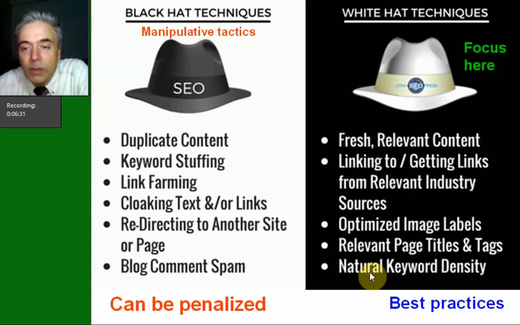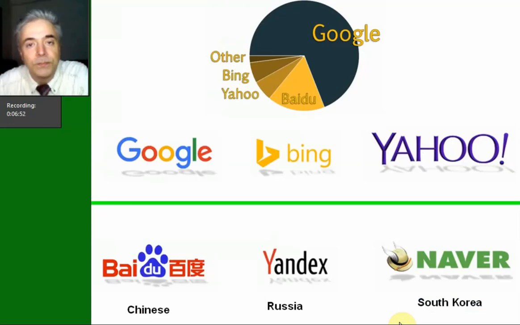Optimize image labels, relevant page titles, tags, and natural keyword density. So these are the good things that you can do to promote or optimize your website. And these are the best practices. You would not be penalized for using those things. Just the opposite, right? You're going to rank your website higher and higher.